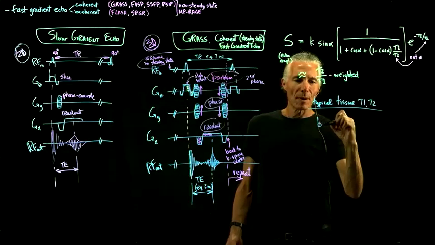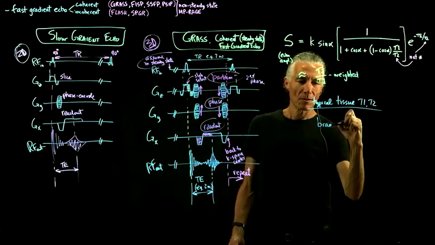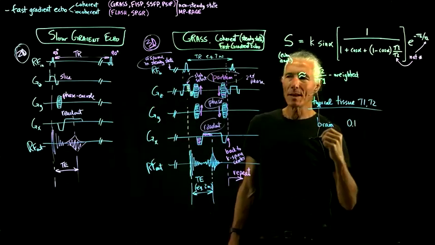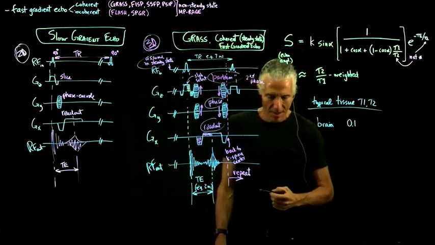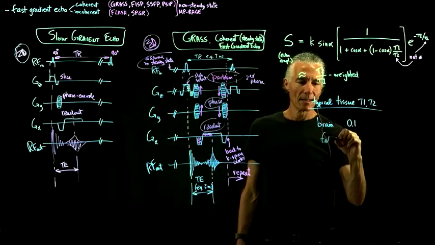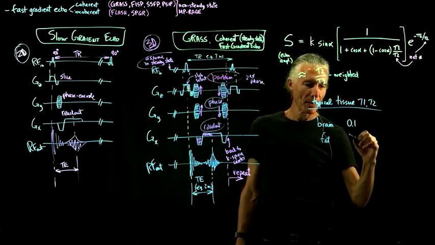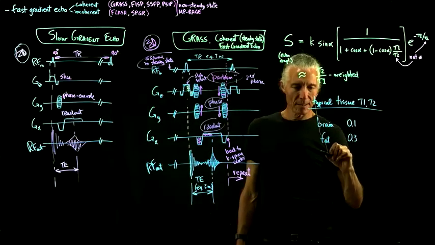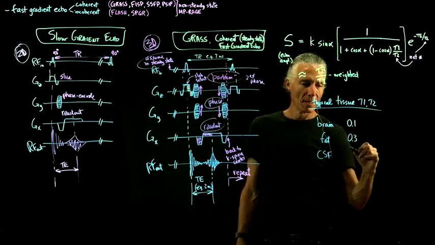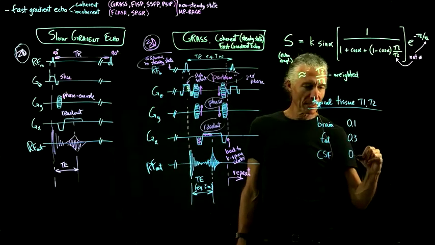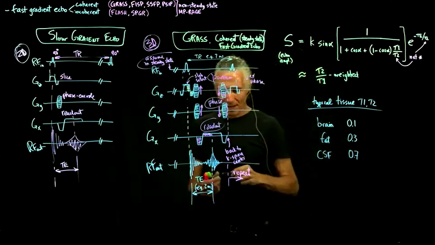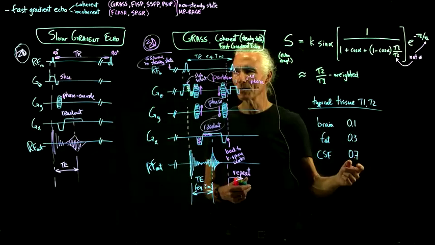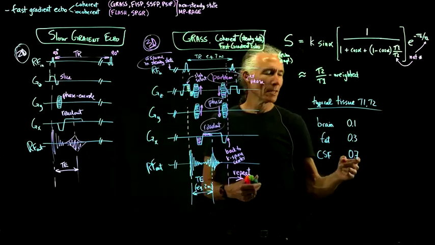So if we just say, what is the brain? Either gray and white matter of the brain, it's going to be something like 0.1, in comparison to fat, which would be brighter, 0.3. But the cerebral spinal fluid is going to be like 0.7. So this will have massive contrast. I mean, that's 700% difference between those two. Huge contrast difference between the CSF.